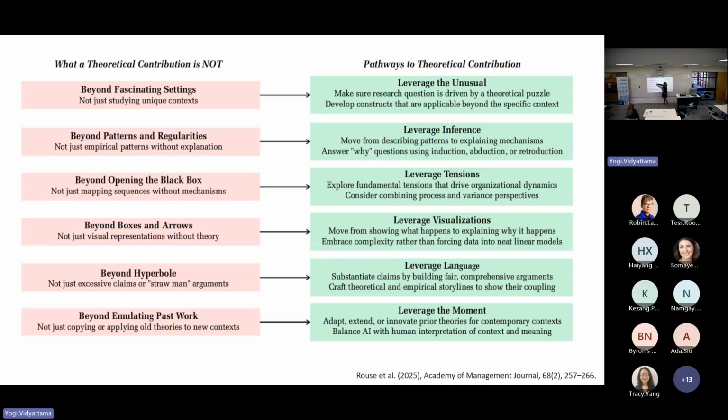Beyond patterns and regularity. So what do they say? Hey, make sure the research question is driven by the theoretical puzzle, and develop constructs that are applicable beyond the specific context. So even though your case study, your data collection, could be in a specific setting, what's interesting to a journal editor is how does that apply in other settings, not just in that specific setting.